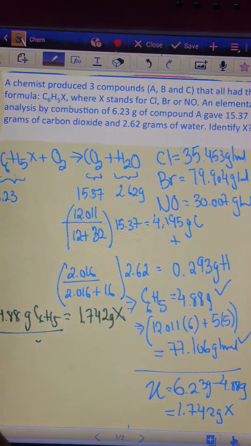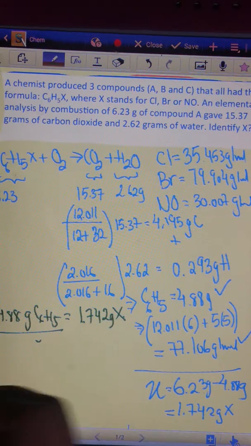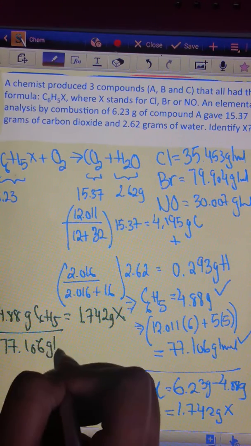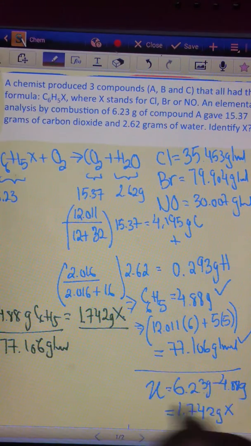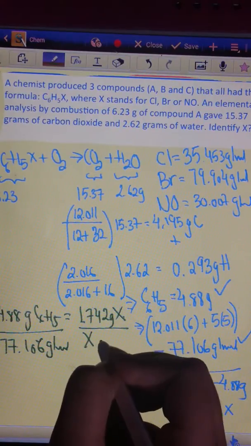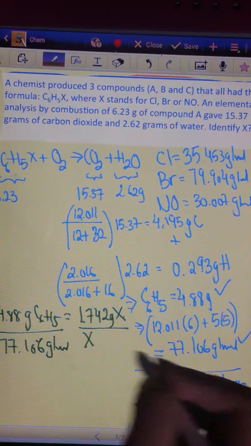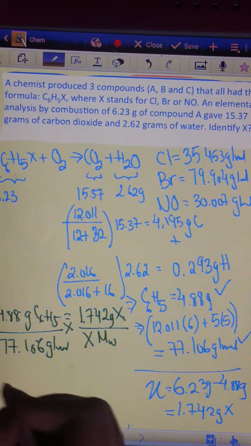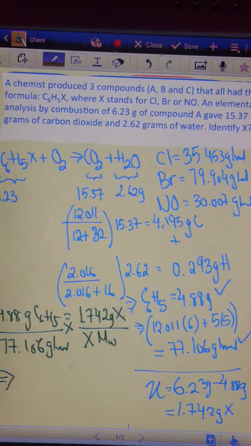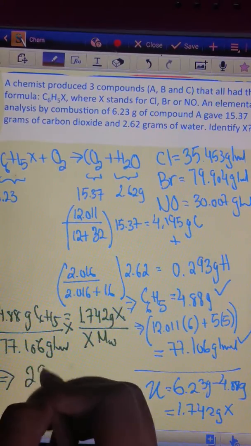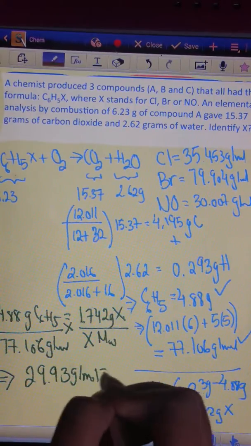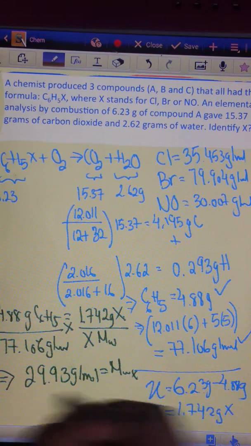And the second piece of information that we know about C6H5 is its molar mass, which is 77.106 grams per mole. The molar mass of X, of course, we don't know, and that's what we're looking for in the first place. So we do a little bit of cross multiplication and obtain our result. Cross multiplication gave us 29.93 grams per mole for the molar mass of X.